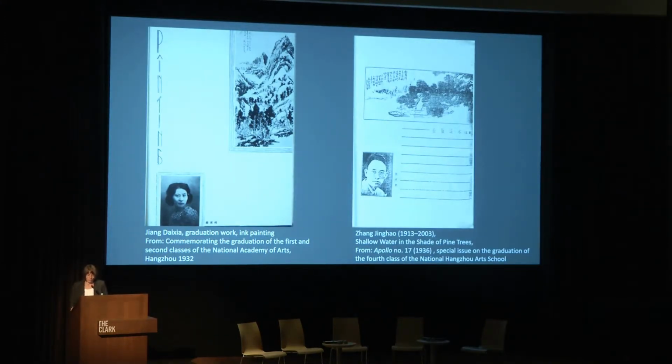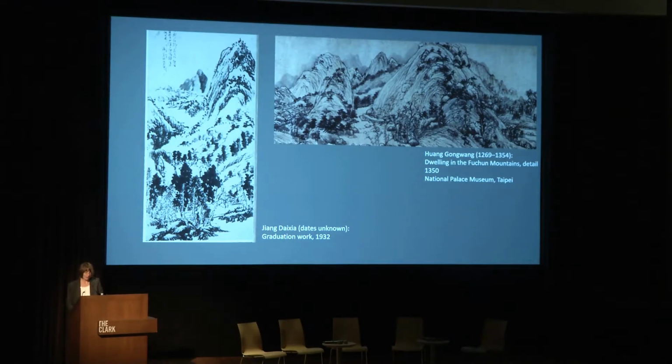Judging from the graduation works of the first, second, and fourth classes, teachers and students of ink painting did not really heed the urgent calls by Lin Fengmian and Lin Wenzheng for reform or for the adoption of European painting styles. For example, the graduation work by Jiang Daixia, who was the only student in the first painting class who specialized in ink painting, is a loose interpretation of just the kind of orthodox landscape painting against which the two Lins were actually writing.